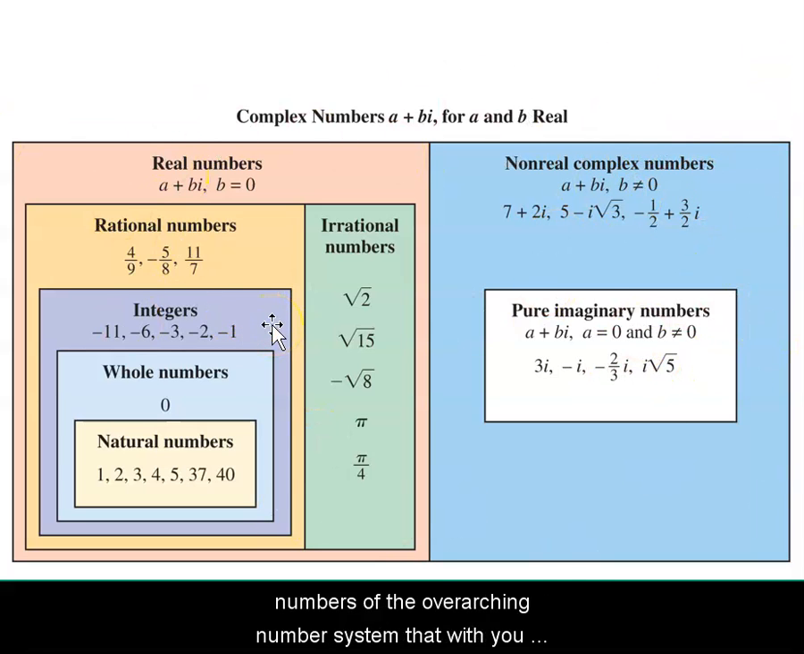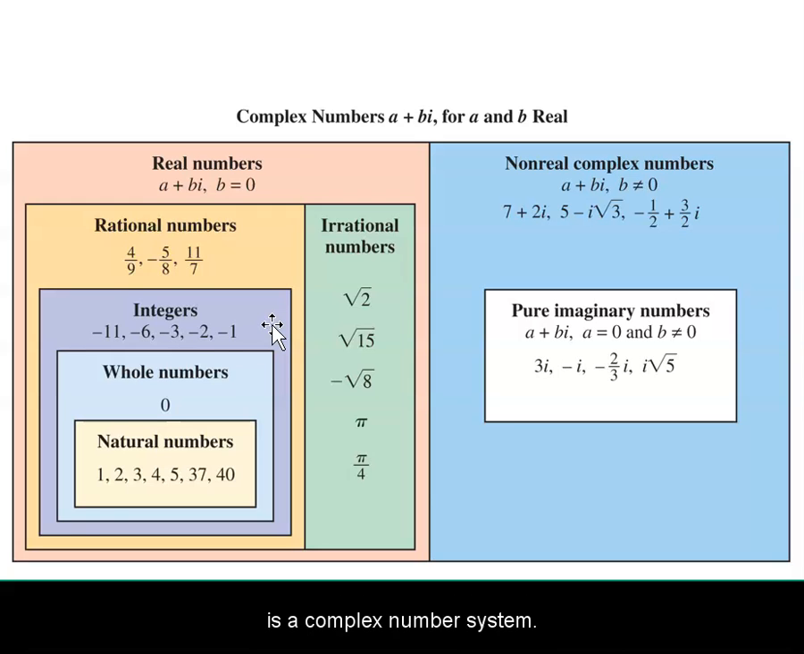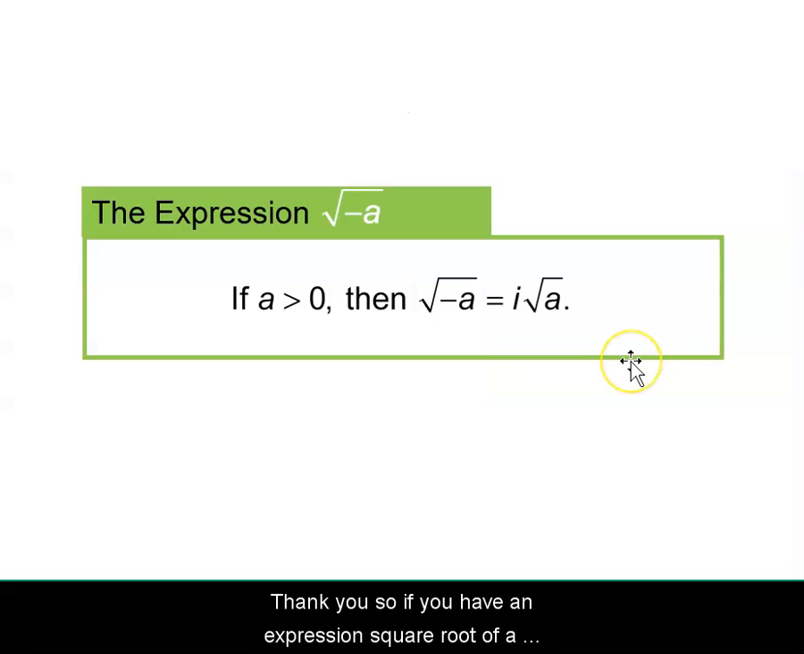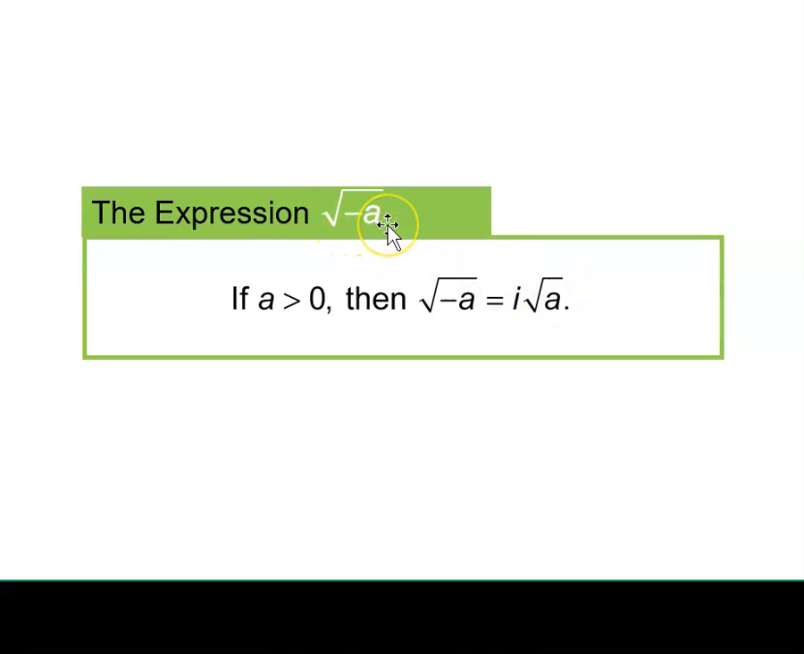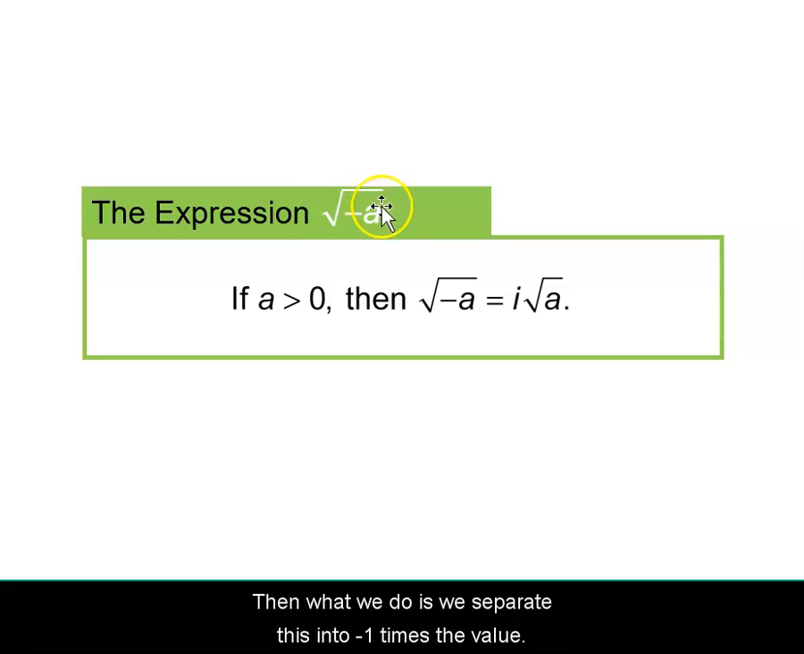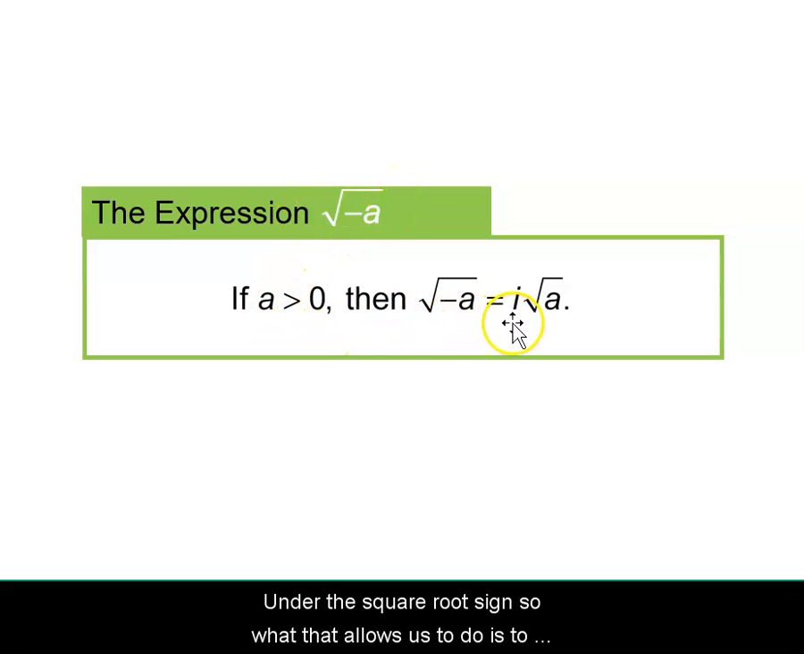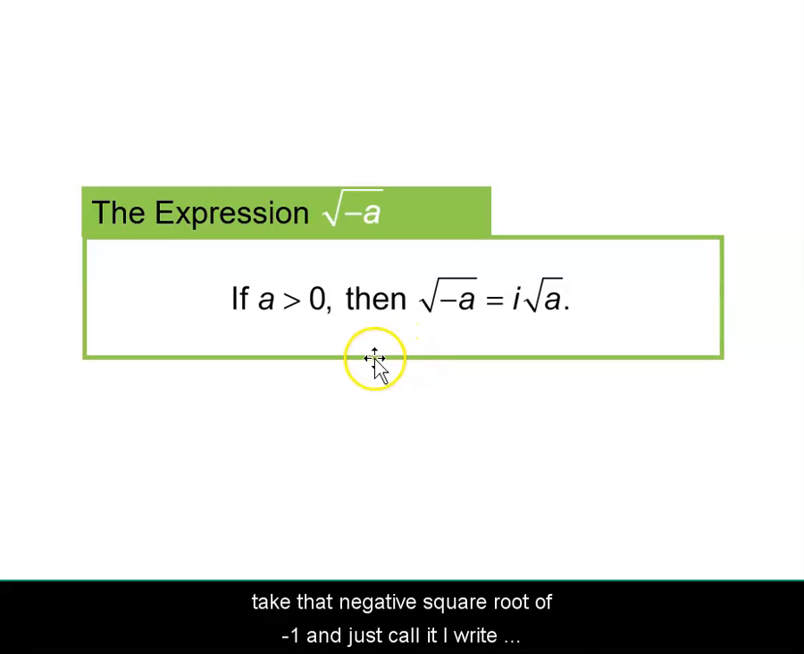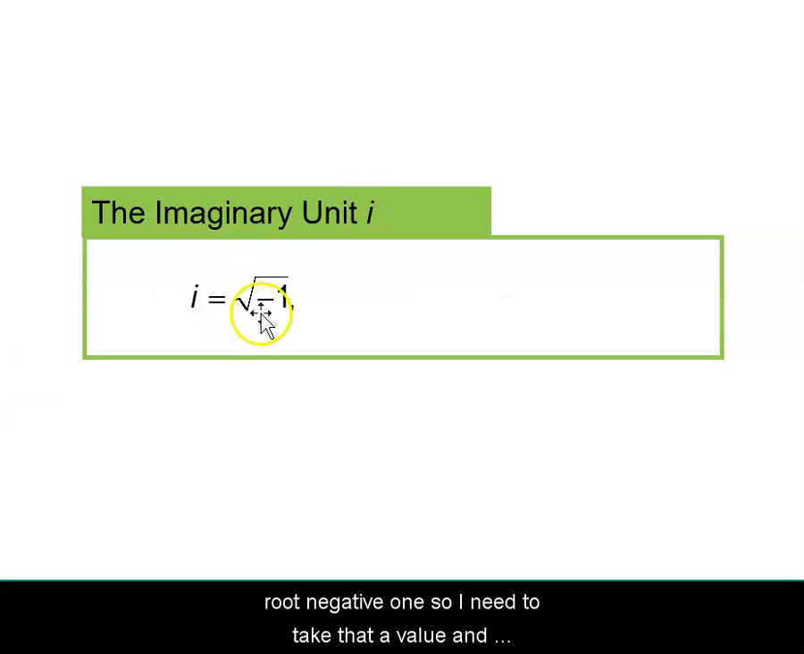So the overarching number system that we use is the complex number system. All right. So if we have an expression, square root of a negative number, then what we do is we separate this into -1 times the value under that square root sign. So what that allows us to do is to take that square root of -1 and just call it i, right? Because that is my definition of i, that I have square root negative 1.